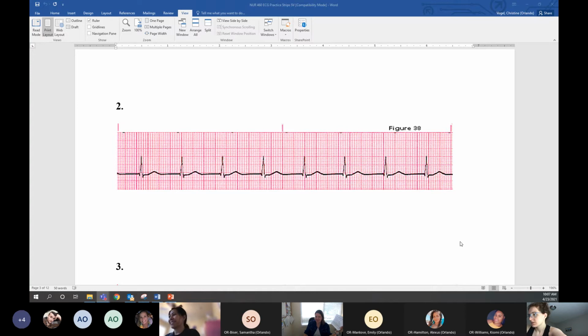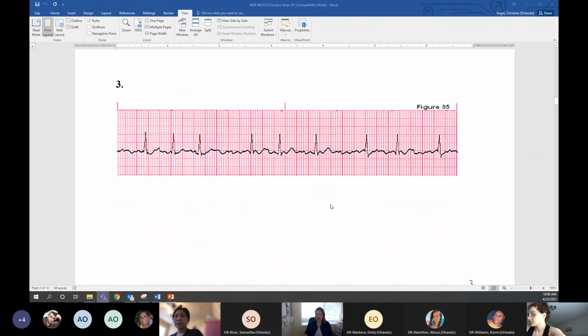It's the rhythm where the P wave is absent. The junctional rhythm. The P wave is either absent or it's inverted in lead 2. This is a junctional rhythm. It happens on every beat, so it's its own rhythm.